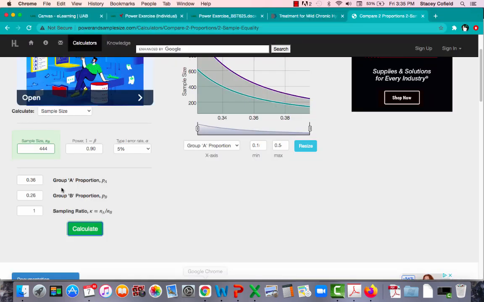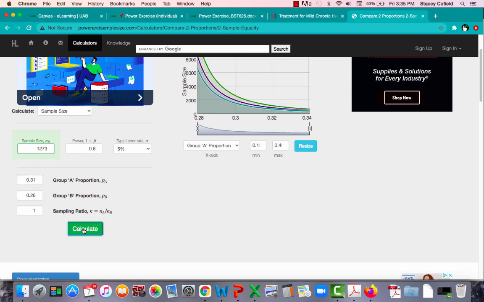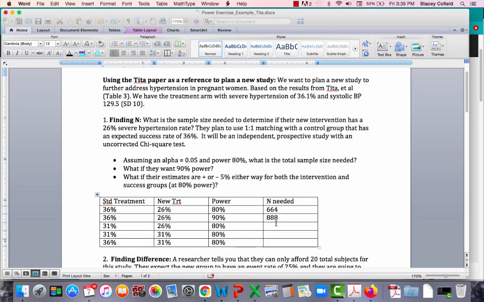So back to my calculator, I'm going to change my power back to 80%, and I'm going to change my group A proportion to 0.31, and we should expect our sample size to go up here. Press calculate, and it goes way up to 1,273 per group. 1,273 per group is 2,546 that we would need total.